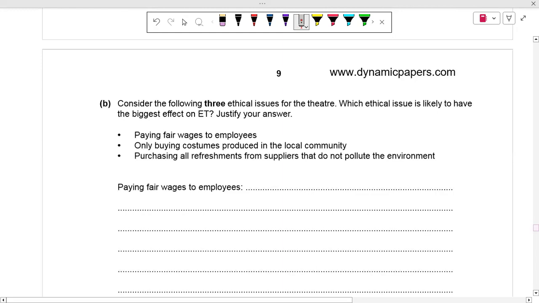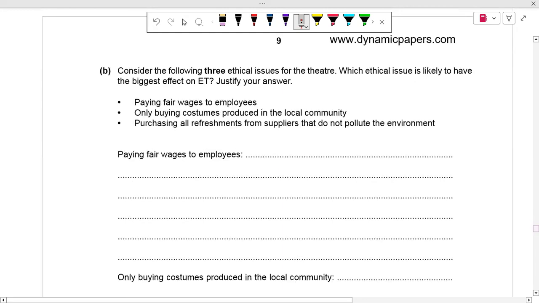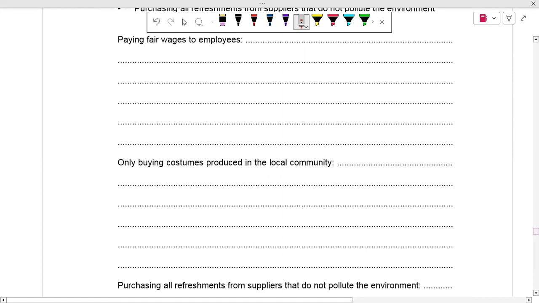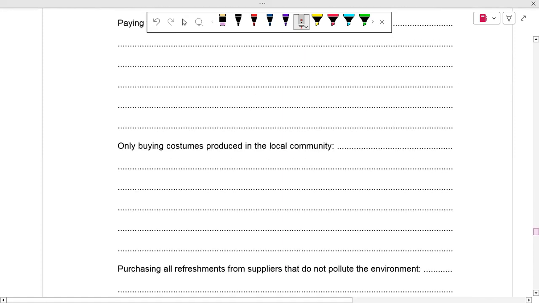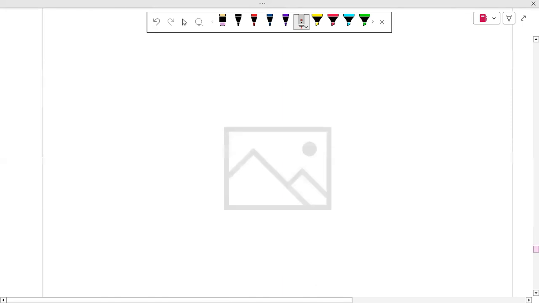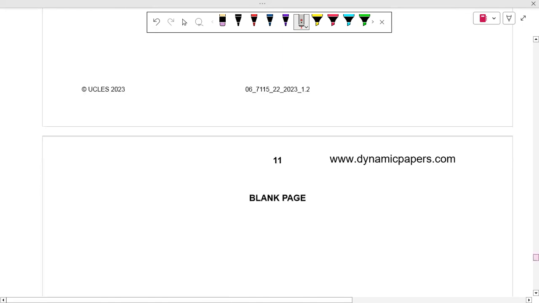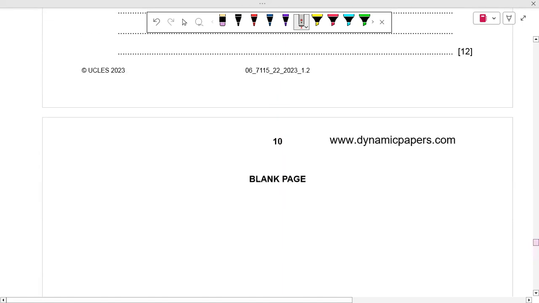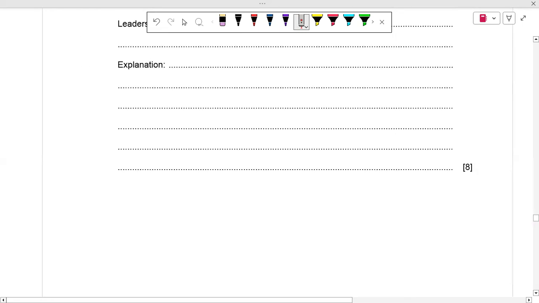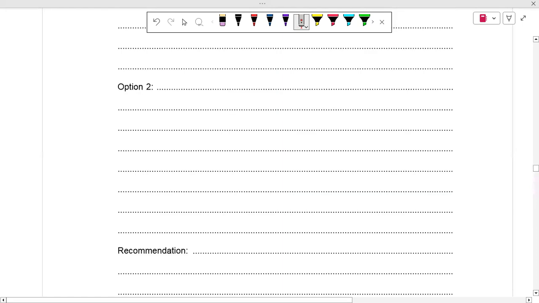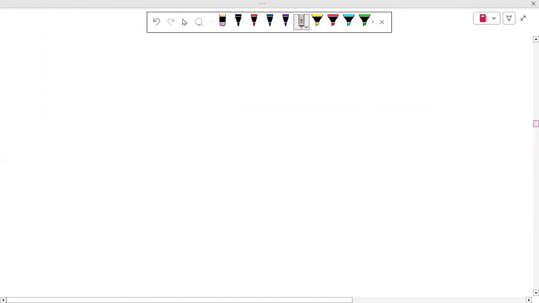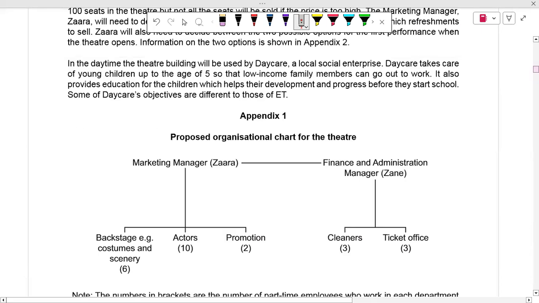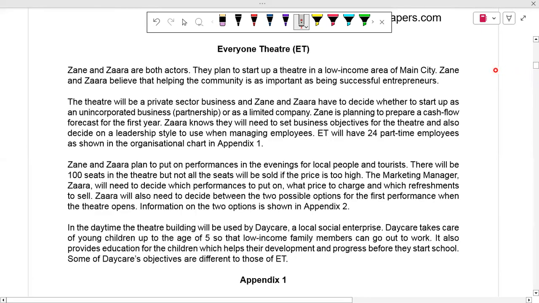So we will discuss these points better: what type of ethical issue is very much important, and very important to tackle, or very important to find a solution for. Okay, so now we are going to read the case. Okay, so this is your case study.